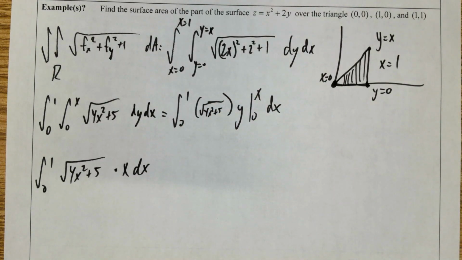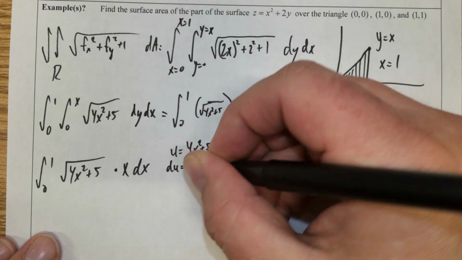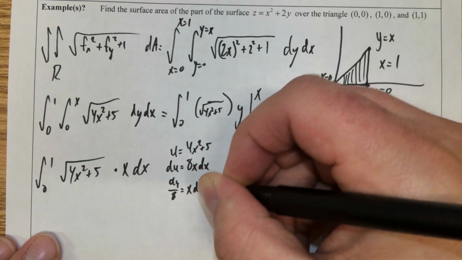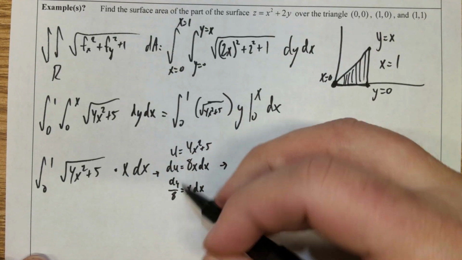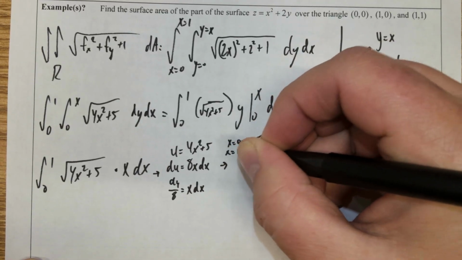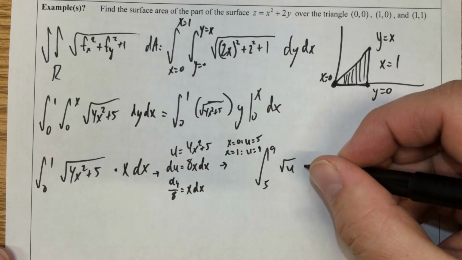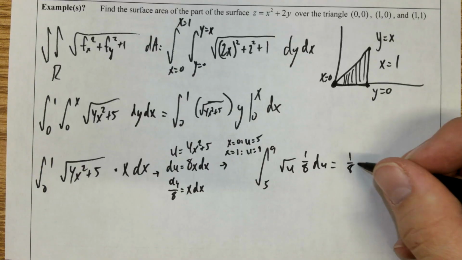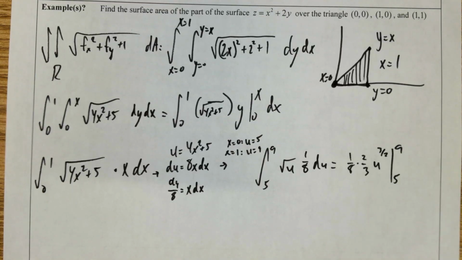Guess what? The u sub has arrived. Just that straightforward, where u is 4x squared plus 5. du is 8x dx, so du over 8 is that stretch shrink factor, which we'll learn about in 15.9 a little bit more. I also have some bounds to move. When x is 0, u is 5. When x is 1, u is 9. And so those are my new bounds from 5 to 9. The square root of u times 1/8 du becomes 1/8 times 2/3 u to the 3/2, evaluated from 5 to 9.